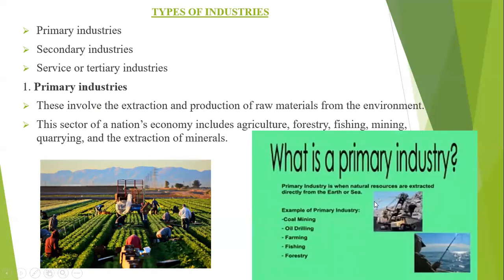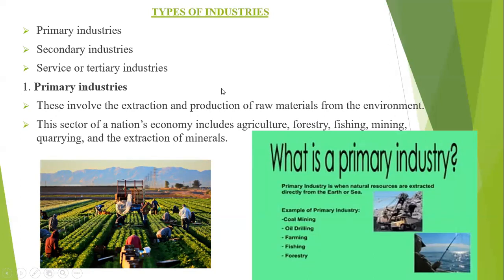So in summary, when you're talking about the primary industry, what you have to say is the primary industry is when natural resources are extracted directly from the earth or the sea or water bodies in general. So examples of primary industries include coal mining, oil drilling, farming, fishing, forestry, among others. As you're able to see, this is a mining activity, and this is a man fishing.